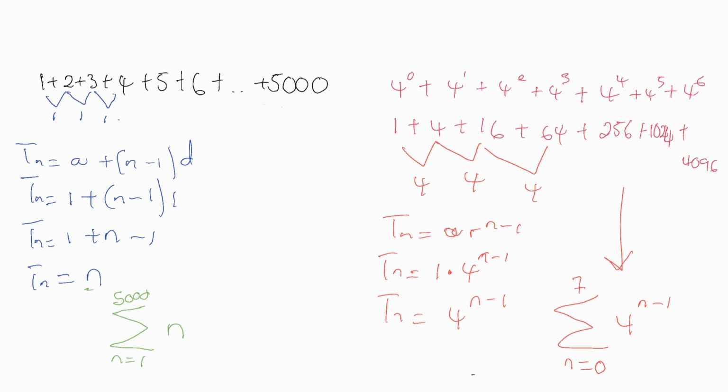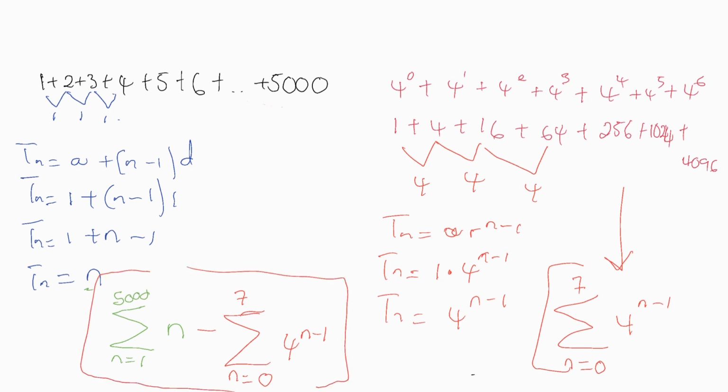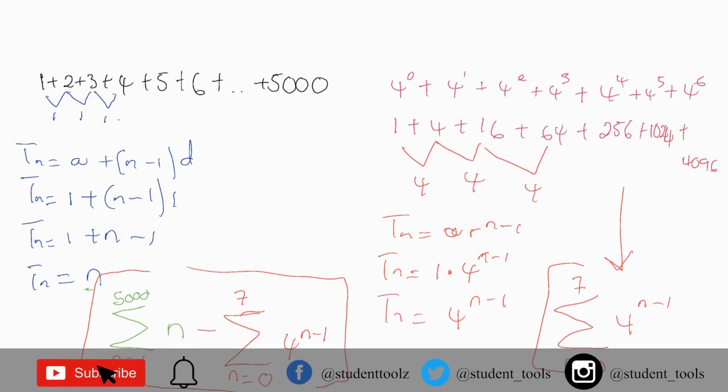So for the powers of 4, this is how we write them in sigma notation. The question said we should write down the series in sigma notation if all the powers of 4 are removed from the series. So this is what we will remove from this. So to write this in sigma notation, it will be this minus the sum of 4 to the power n minus 1 of 7 terms, starting from n is equal to 0. So this is our final answer, and that is just how we do it, ladies and gentlemen.